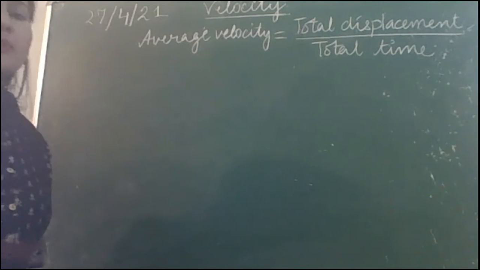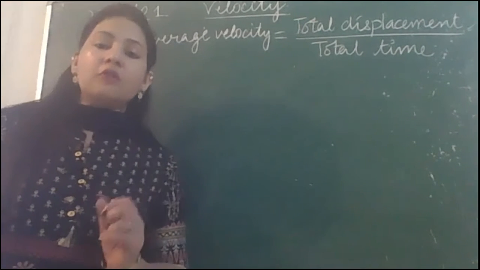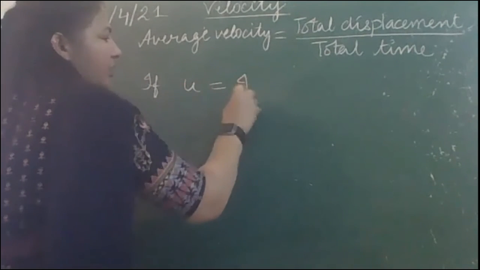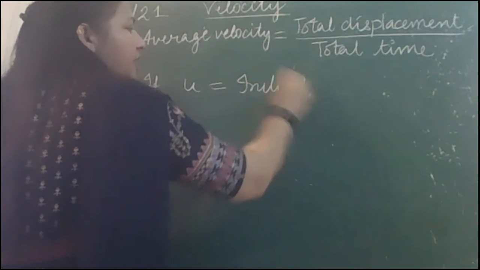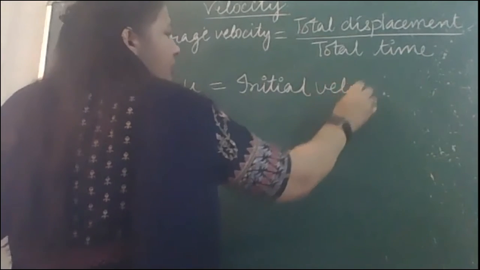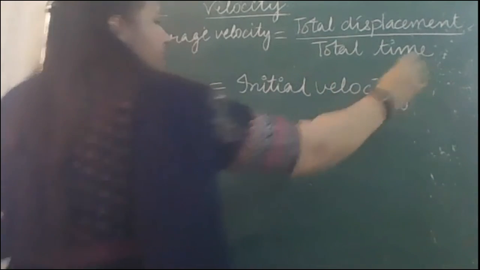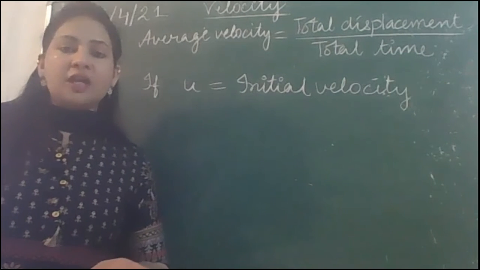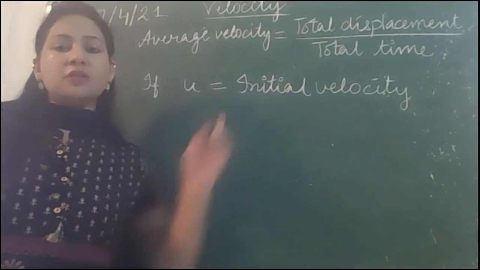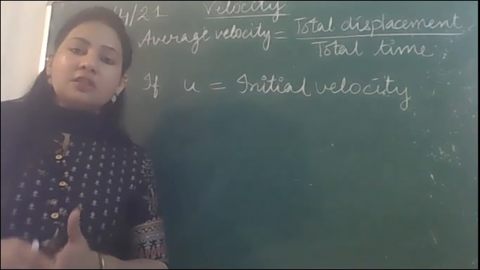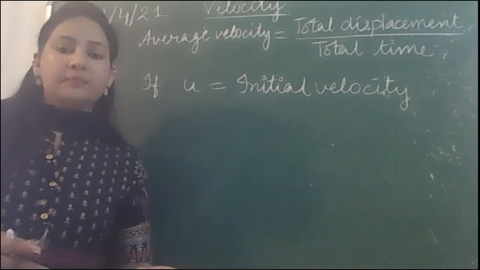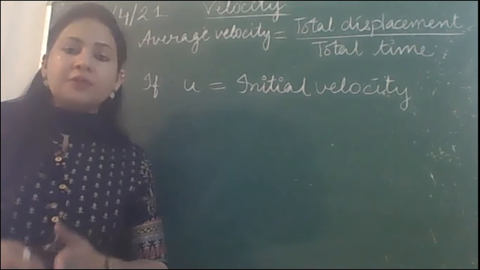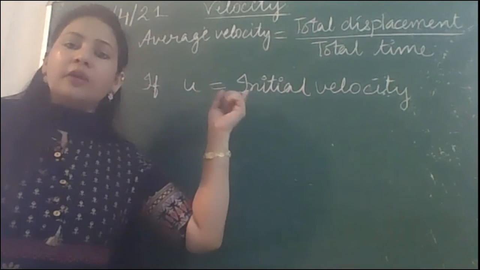This is a basic formula of average velocity, but there is one more formula. If initial and final velocities are given, suppose u is the initial velocity of the object, we always denote it by the symbol u. It is the velocity with which the object is starting its motion. It may be 0 also if the object starts from rest.